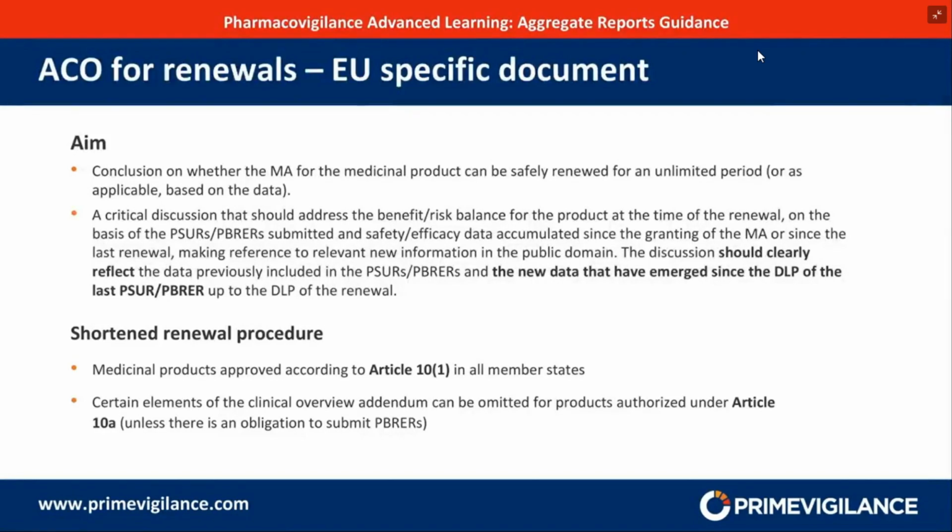The renewal procedure can also be shortened and simplified for certain types of medicinal products, and an abbreviated ACO can be prepared. This applies to medicinal products approved according to Article 10.1 in the EU member states, so these are the generics, and then certain elements of the ACO can also be omitted for products which are authorized under Article 10A, so this is the well-established use, unless there is an obligation to submit PBERs for this product.